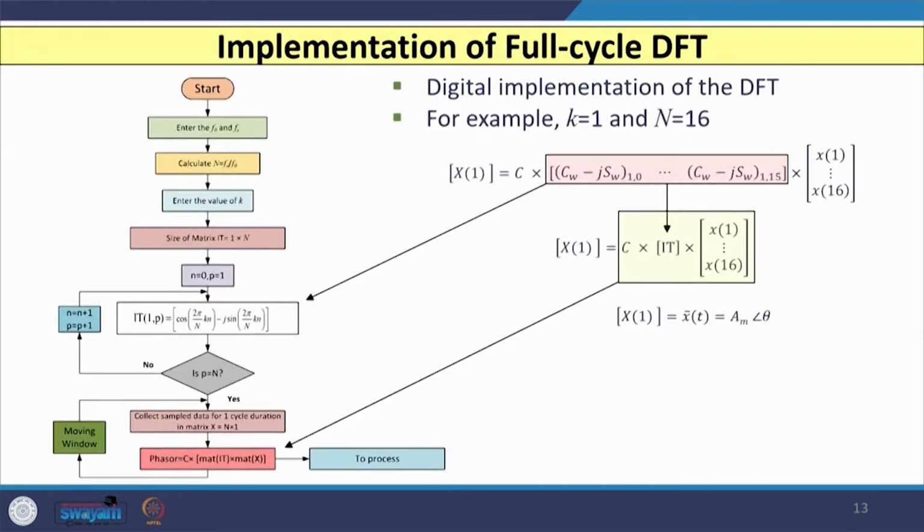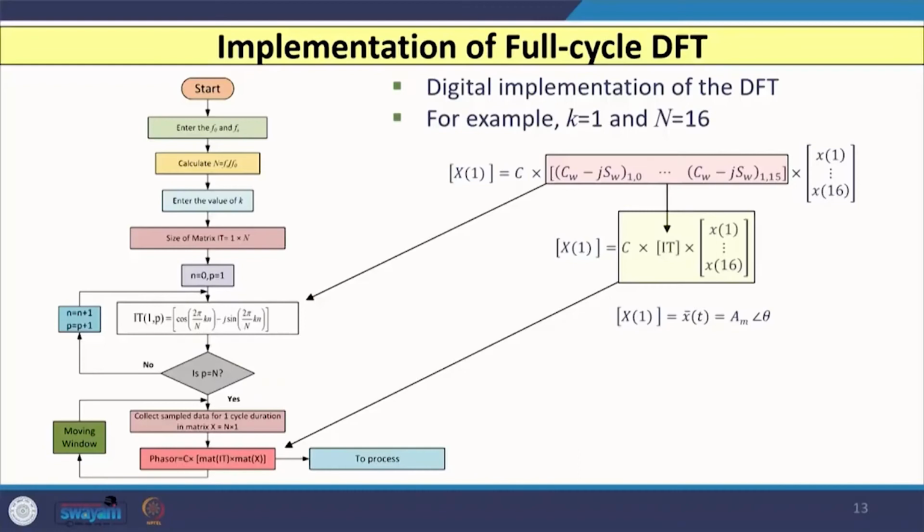Now, if I want to implement this algorithm in terms of code, let us say in C or MATLAB, then how can we do it? So, the flow chart for implementation of this full cycle DFT is shown here. Initially you have to enter two values, one is the sampling frequency Fs and another is the fundamental frequency, it can be 50 hertz or 60 hertz. Once you have F0 and Fs, you can calculate the number of samples per cycle, that is capital N equals Fs divided by F0.